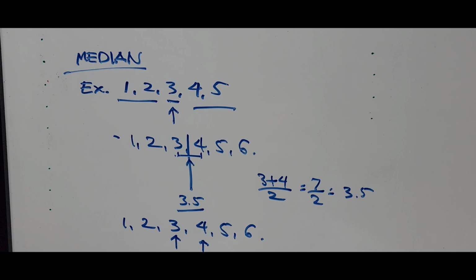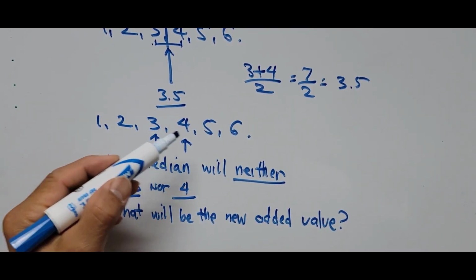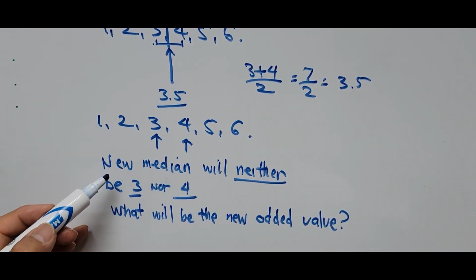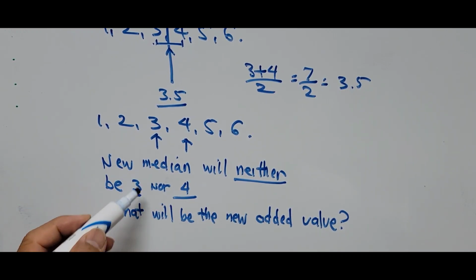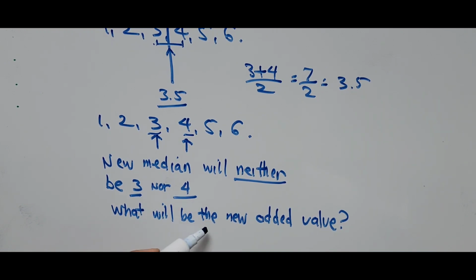So the median would not be 3 or 4. So what would be that value added to the set of values to make the median neither 3 nor 4? From this set of values 1, 2, 3, 4, 5, 6, the new median will be neither 3 nor 4. And what will be the new added value? We're adding a new value to this set of values. So how will we calculate that new value?